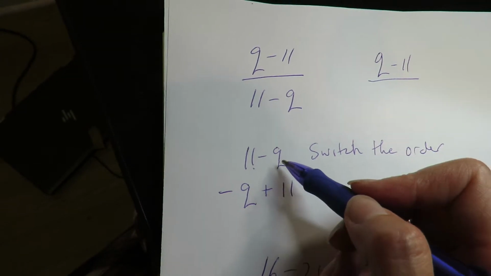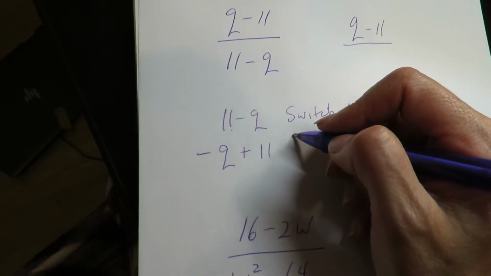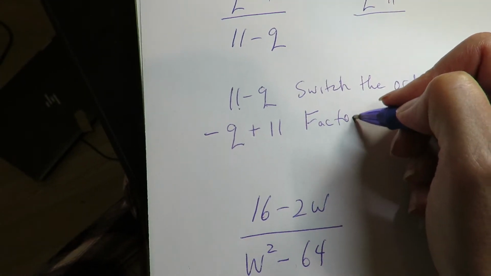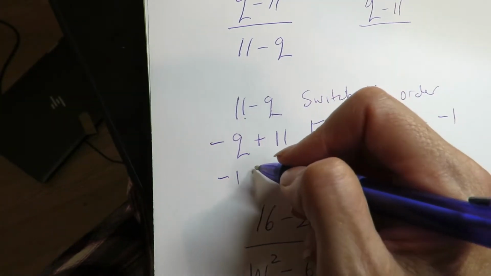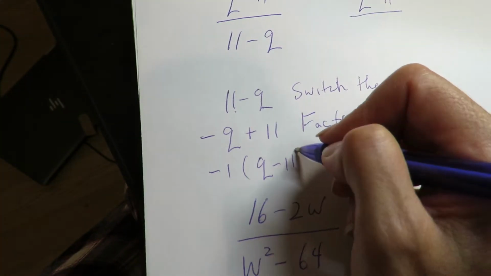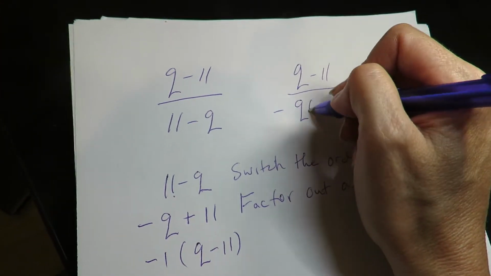You're just changing seats. Instead of this guy being first in line and this guy second, this guy's first in line now and this guy's second. All right, then you want to factor out a negative. So now I'm going to factor out a -1. I'm going to be left with q minus 11. So I'm going to put this over here.